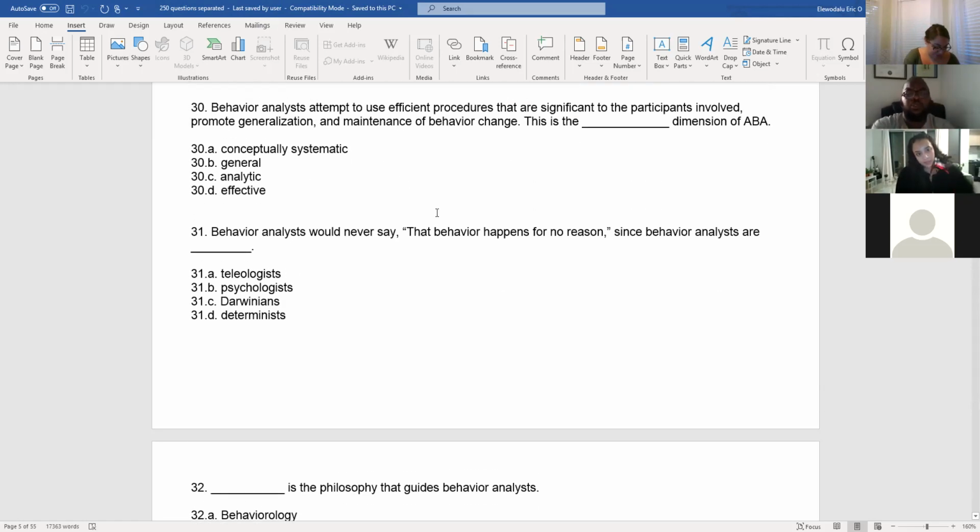Behavior analysts attempt to use efficient procedures that are significant to the participants involved, promote generalization, and maintain behavior change. This is the dash dimension of ABA. Efficient procedures that are significant to the participants involved. Effective? Oh, yes, yeah. Effective, let's see, 30. D, effective, yes. Go, Selena. Woo, woo.